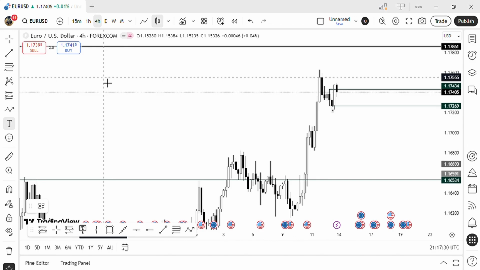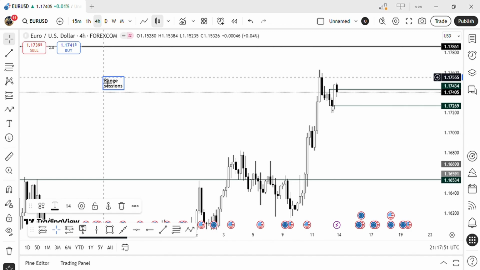Trading the CRT model, what are the things you need to watch out for? How do you trade the CRT model? So first thing you need to trade the CRT model is your candle range. Okay, your range, and you also need to watch out for your sessions.